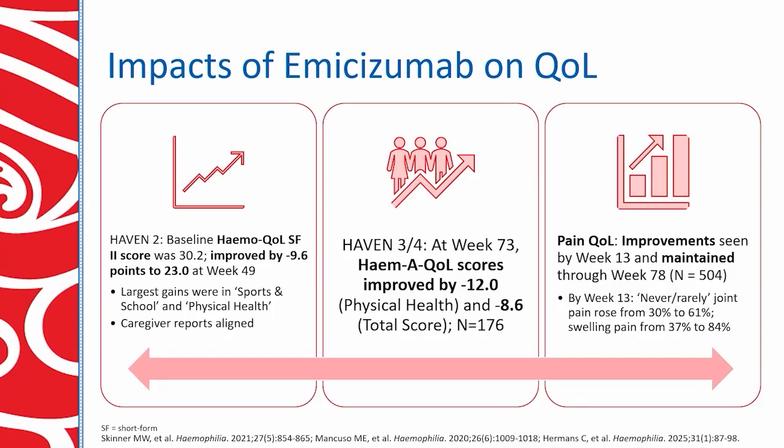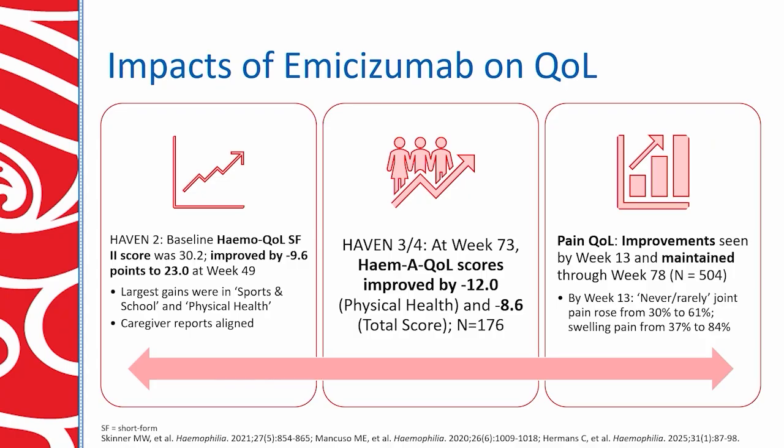The question here is, what impact do factor VIII mimetics like emicizumab have on quality of life? We have some data from the clinical trial program of emicizumab presented by Cedric, in the HAVEN 2 study, so in the pediatric population. There is a significant improvement of quality of life very early, especially in specific domains like sports and school and physical health.